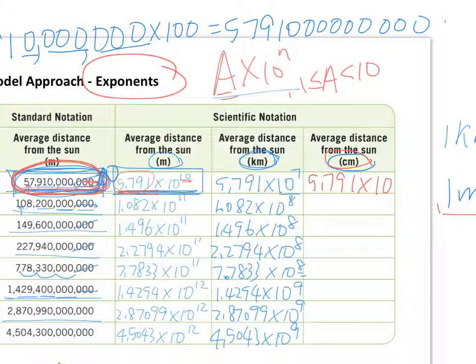So this is how many centimeters. Now let's count. If I put commas in there, it makes it easier to count. So that's a group of 3, group of 3, group of 3, group of 3. So A stays the same. You want the decimal to go from here to there. So we go 3, 6, 9, 12. It's going to be the 12th power.